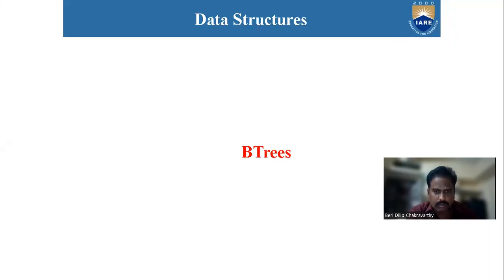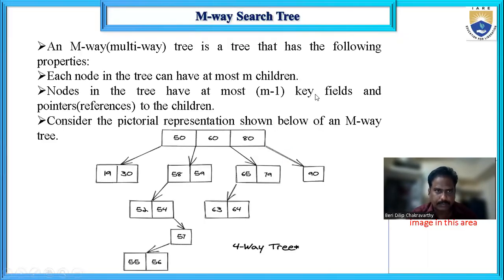The minimum thing you require to know before learning about B-Trees is M-way trees, M-way search trees. What is an M-way search tree? An M-way or multi-way tree is a tree that has the following properties. It follows some properties, and we say it is an M-way search tree.